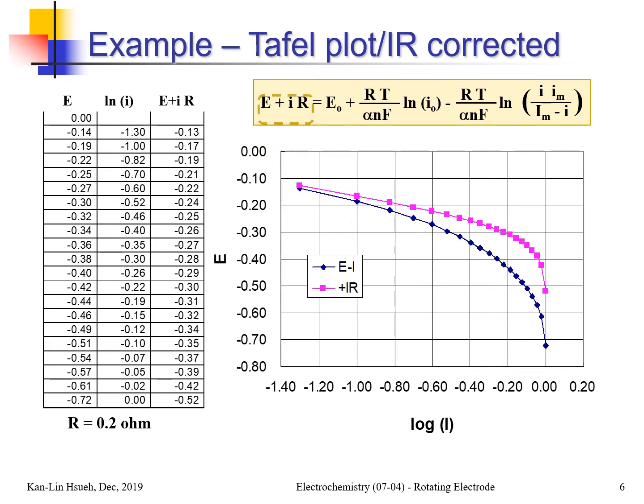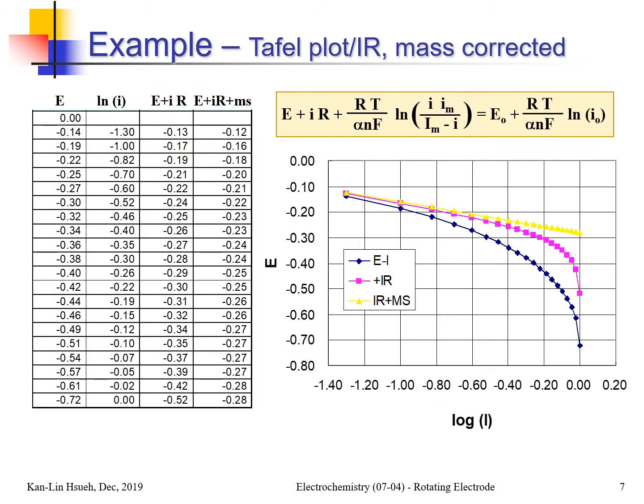Then we can follow the IR correction with the mass transfer correction of this term. Then you can get really a yellow line here, a completely straight line. Of course, this is a theoretical calculation, so it's perfect. But at least you can see that it will extend the Tafel region, the linear behavior, over a much wider potential region if you correct for IR and mass transfer limiting. That's a wonder for rotating disk application, because with a rotating disk you can control the mass transfer rate.